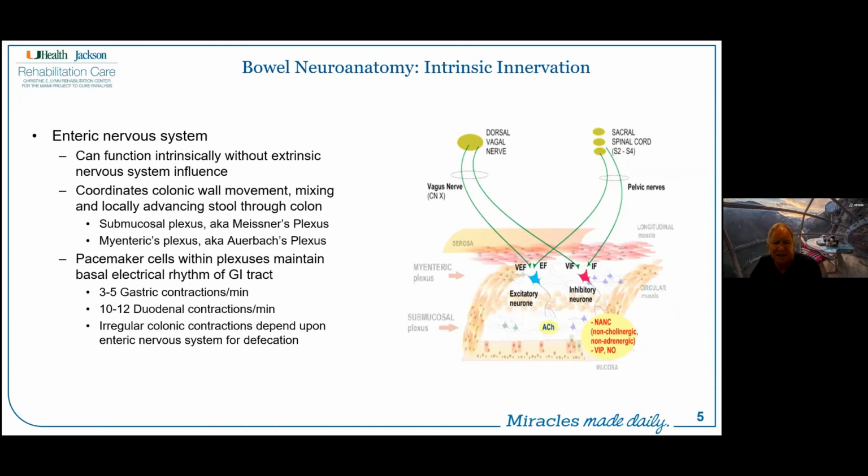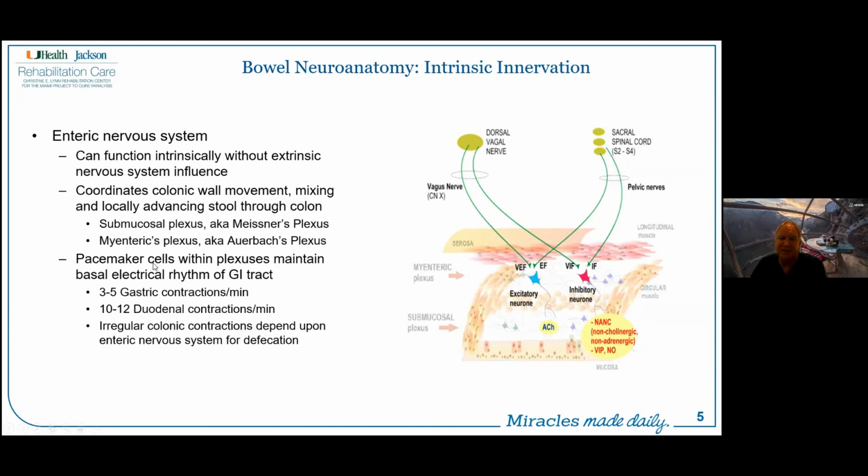but recognize within the colon you have a submucosal plexus, that is Meissner's plexus, and then the myenteric plexus, also known as Auerbach's plexus. And these basically help propel food through the large bowel and propel it forward without any extrinsic influences.